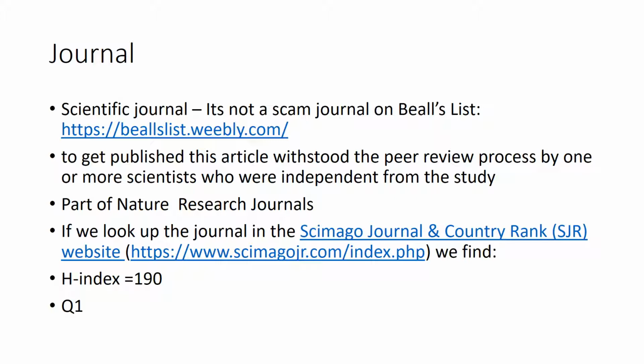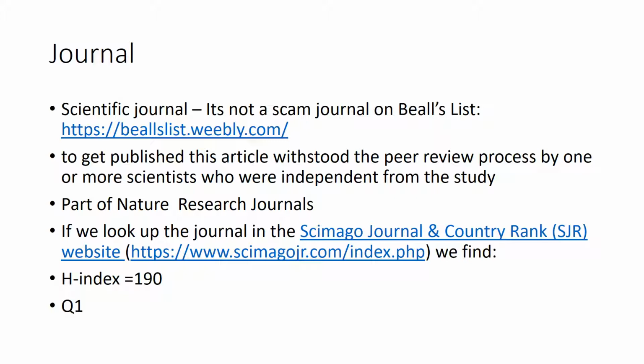This means that this article has had to withstand the review process of other scientists who checked the method and the claims the paper made. Remember, one of the criteria in the baloney detection kit was, have the claims been verified by someone else? When we look at the URL, we see that this journal is part of the Nature research journals. Now, Nature is one of the most highly ranked science journals in the world.